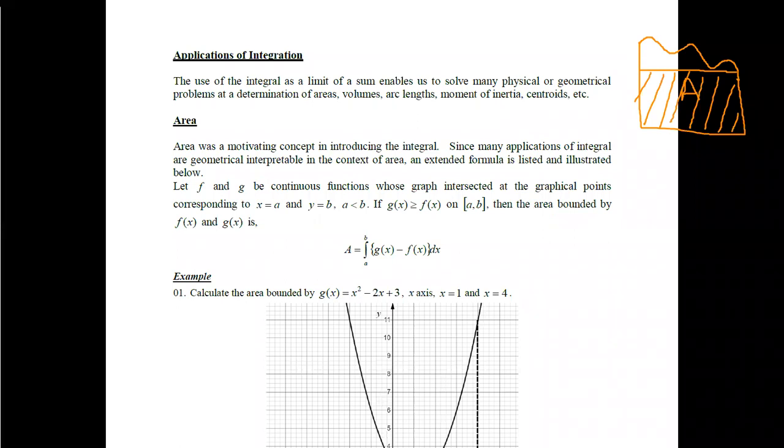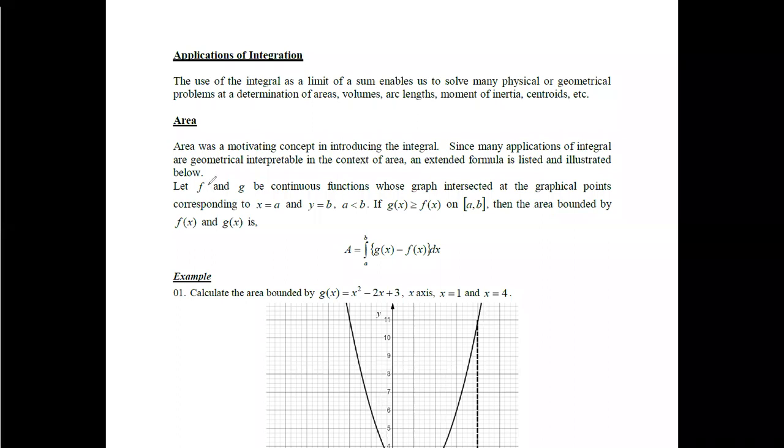Now think that f and g are two continuous functions, and we are interested in the graphical approach of function f and function g in the region x equals a to x equals b, where a is less than b. In this region, if g(x) is greater than or equal to f(x), then we can identify the area bounded by f(x) and g(x) using this equation.